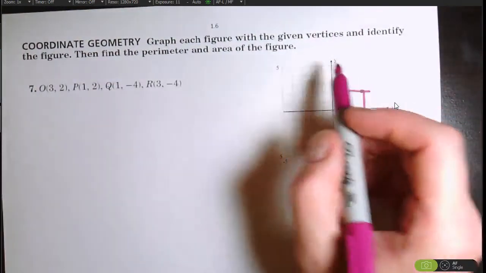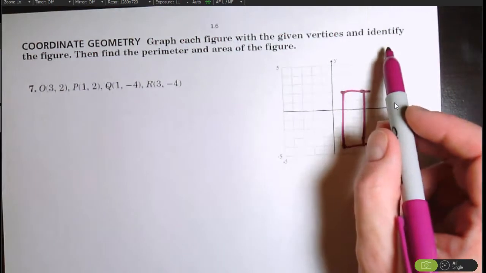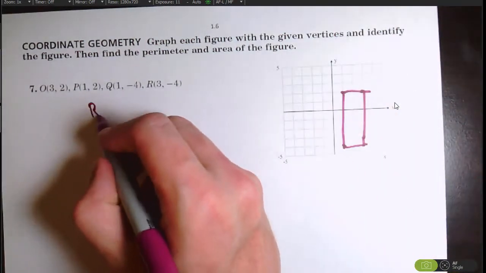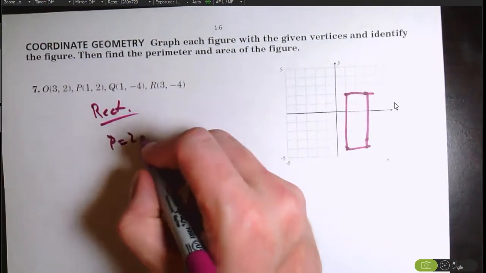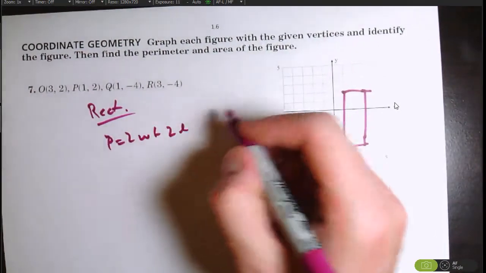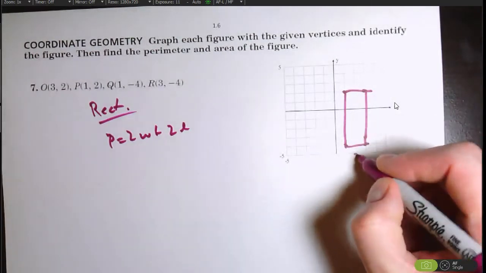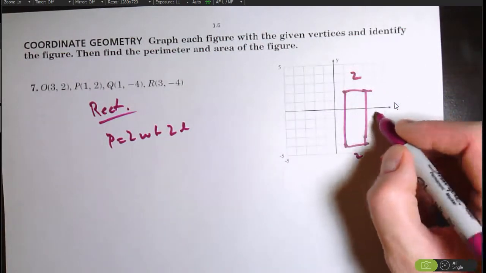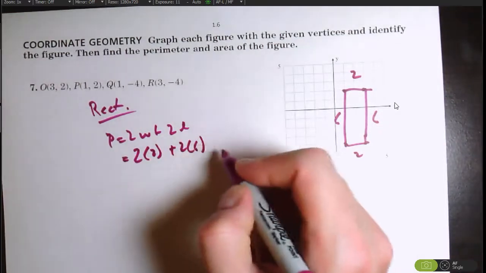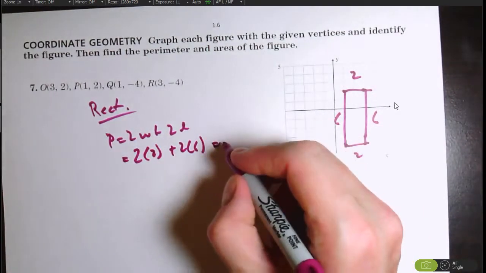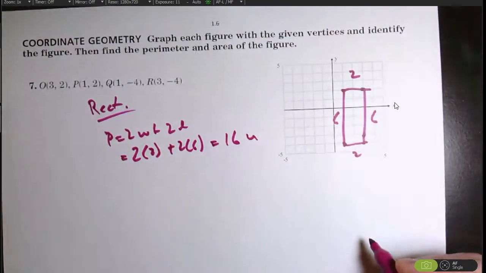It's a rectangle. It says graph each figure with the given vertices, identify the figure. Okay, it's a rectangle. Find the perimeter. Okay, perimeter is 2 width plus 2 length. That's the formula. Well, the width for these is 2, the length for these is 6. So 2 times 2 plus 2 times 6. 4 plus 12 is 16, just units.